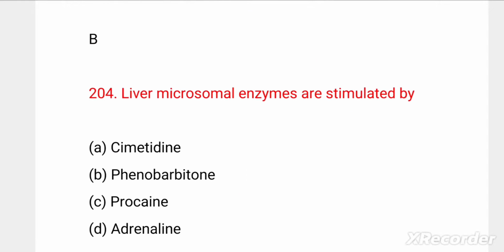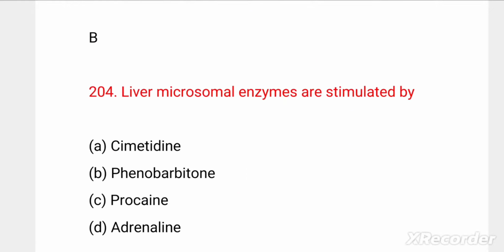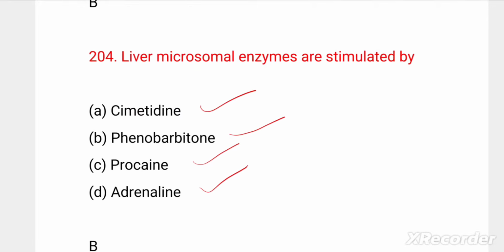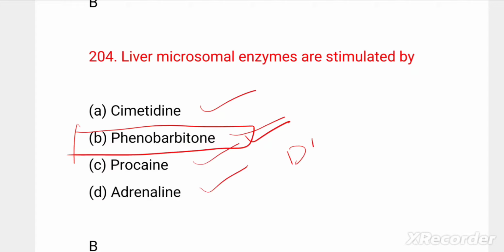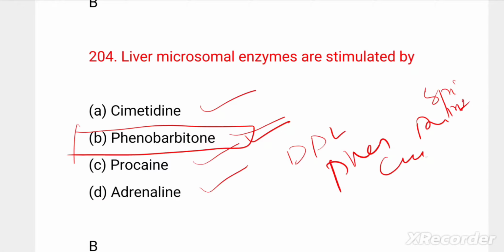Next question: liver microsomal enzymes are stimulated by cimetidine, phenobarbital, procaine, adrenaline. Answer is B, phenobarbital. Liver microsomal enzymes are stimulated by phenobarbital. Other drugs are diphenylhydantoin, phenylbutazone, phenytoin, carbamazepine, rifampicin, spironolactone, diuretics, griseofulvin. Another is long-term alcohol abuse.